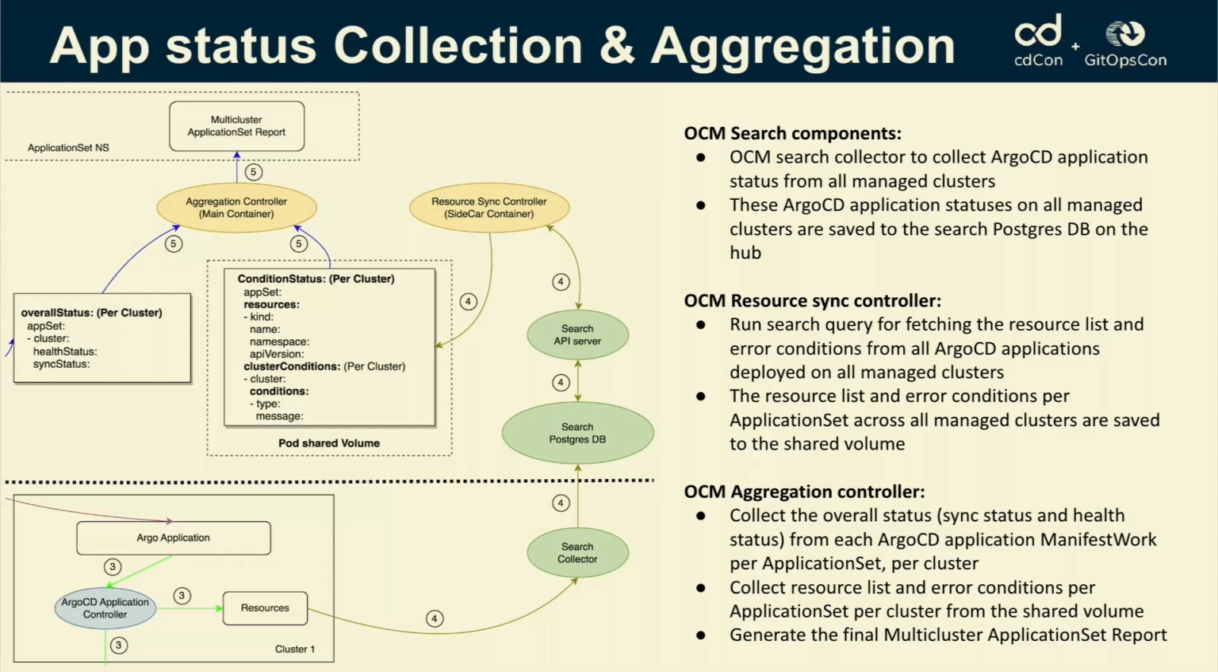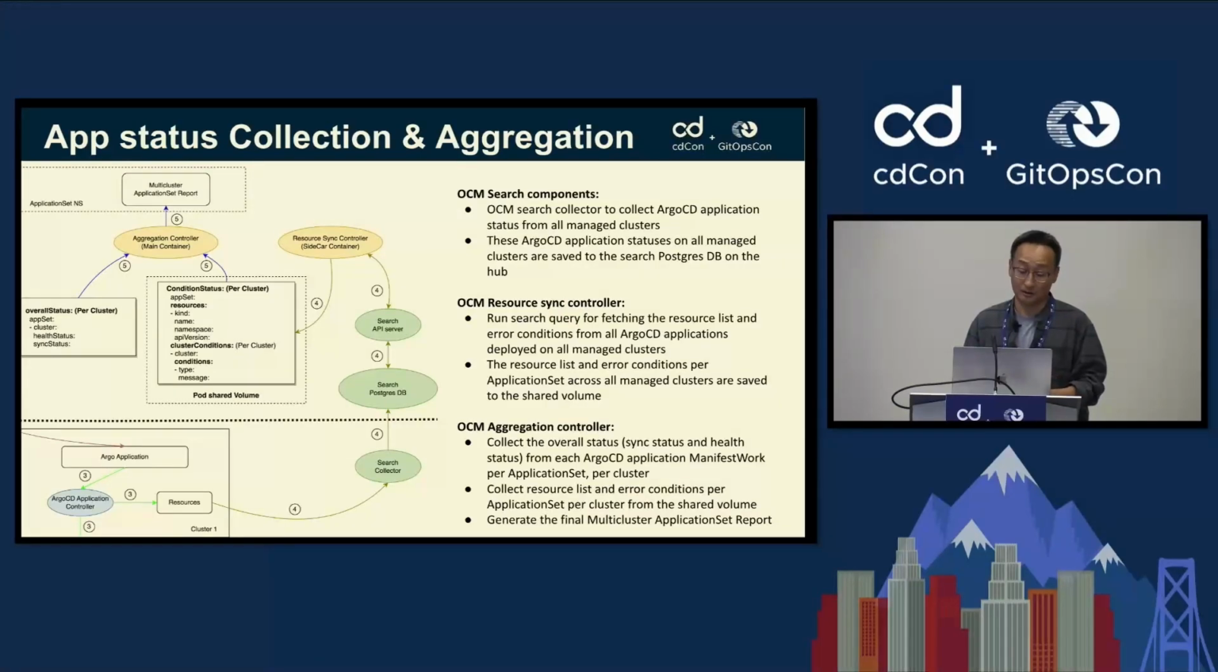So that's why we have to rely on the search components to collect those list resources and the list of error conditions. But one of the major things about the search components is that they have to find all the resources that are actually deployed on the managed clusters, which means the resources have to have a UID. Otherwise, those resources won't be fetched by the search collector.